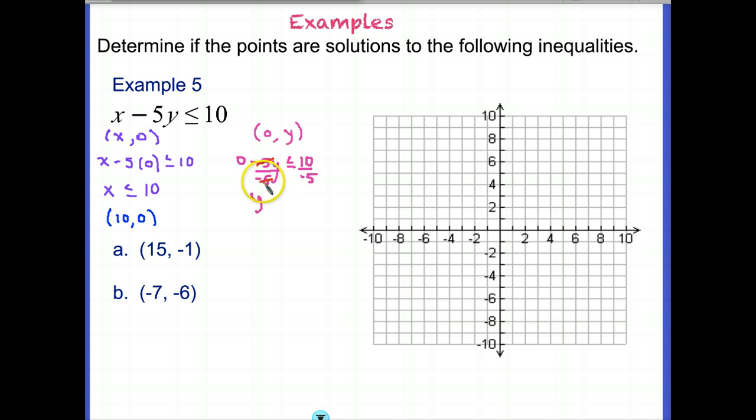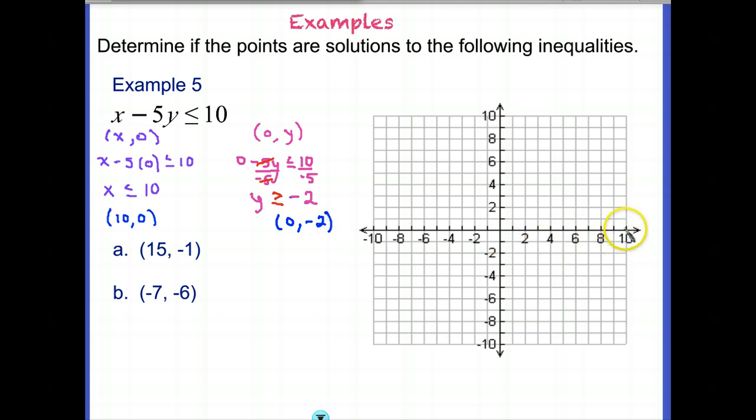And notice we are dividing by a negative. So hopefully right now you are thinking, oh, we need to flip our sign. Always flip the sign if we divide or multiply by a negative. And 10 divided by negative 5 will give us negative 2. Our coordinate point then for our y-intercept will be (0, -2).